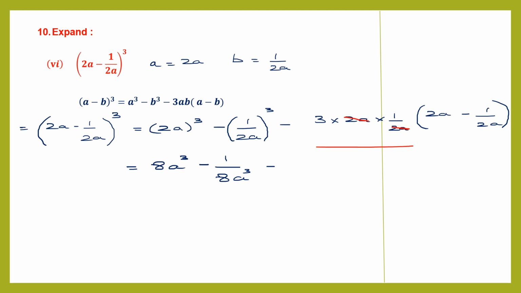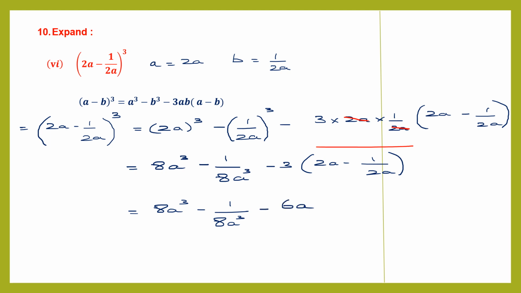So what do we have? We just have minus 3, and in brackets 2a minus 1 by 2a. Now we're going to simplify this. 8 to the power of 3 minus 1 by 8 to the power of 3. Now here we're going to multiply minus 3 into 2a. That is minus 3 2s are 6a.